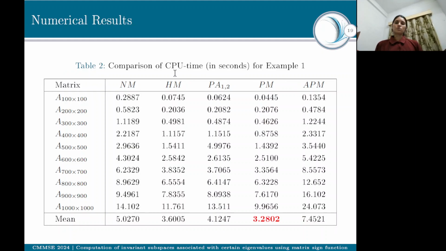We have also compared the total computational time in seconds for performing these iterations. So clearly, based on CPU time also, our proposed method is better.